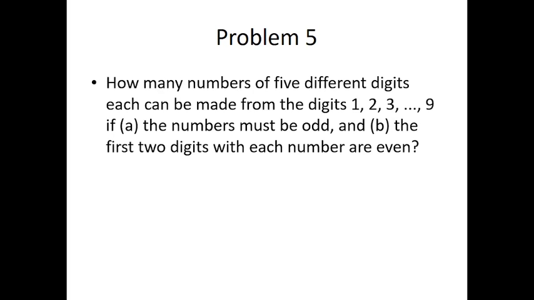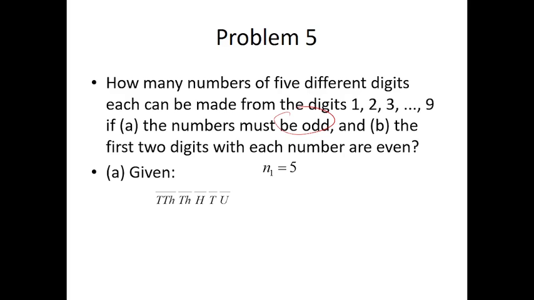Okay, problem 5. How many numbers of 5 different digits each can be made from the digits 1, 2, 3, up to 9, if the numbers must be odd and the first 2 digits of each number are even? So here is the problem. We have a 5-digit number such that all digits are different. The numbers must be odd.